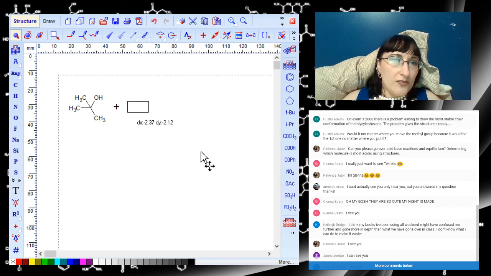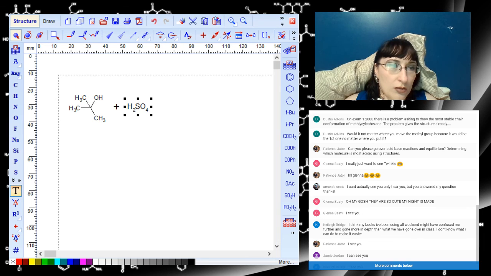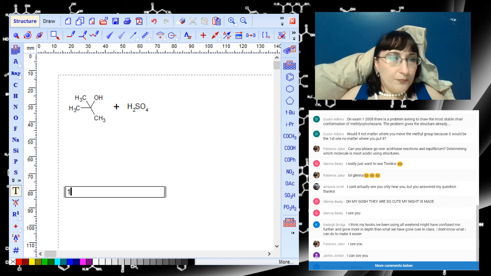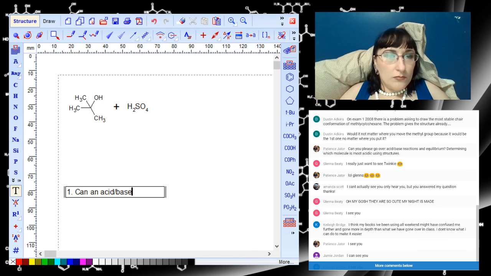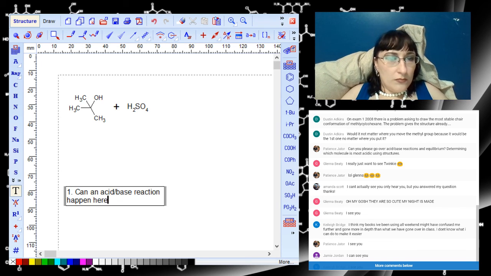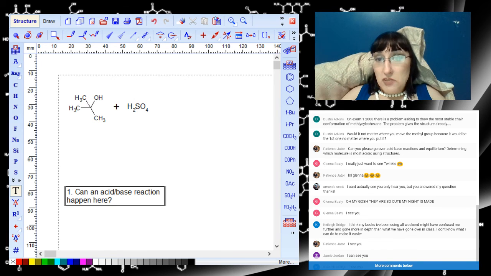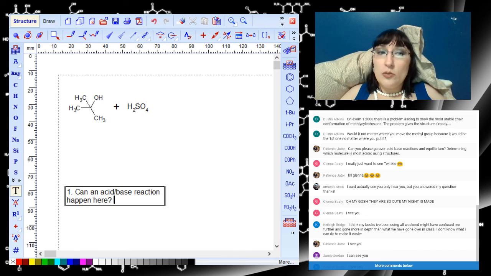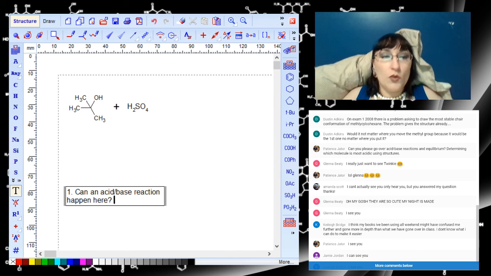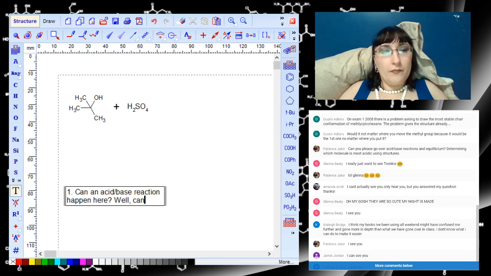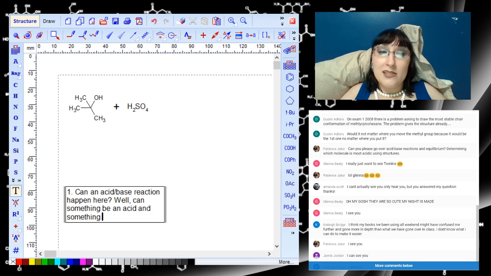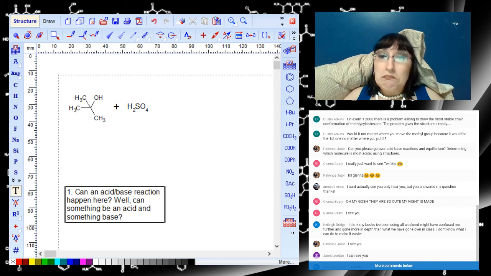So the first thing you have to ask is, could an acid-base reaction happen here? And the answer is, it depends on the pKa's. So go ahead and look to see if you have something that could be an acid and something that could be a base. Because if you have something that can be an acid and something that can be a base, you can have acid-base chemistry. So I'll say that, yes, that's the case.